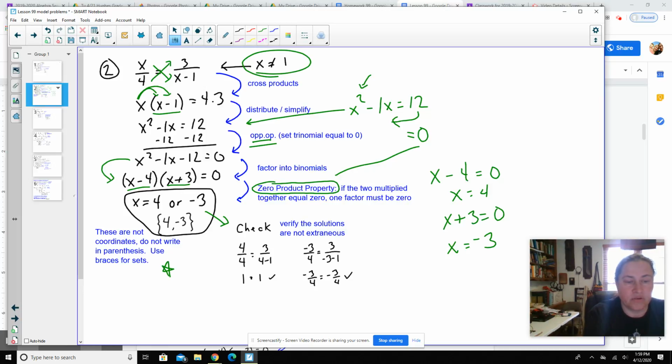Please keep this in mind. You cannot put those in parentheses. This is not a coordinate. This is not 4, negative 3. Okay? This is a set where either the value of x could be 4 or it could be negative 3. Both of these make this true.